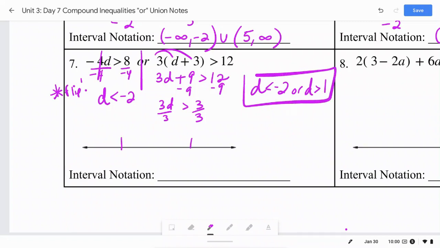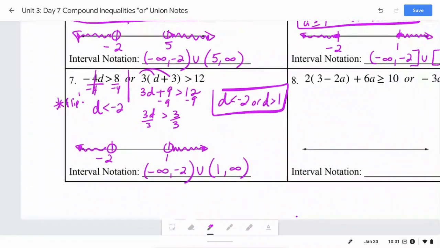When I go to graph this on a number line, -2 comes first, then +1. They're both going to be open circles. And then for the -2, it's less than, so shade to the left. For +1, it's greater than, so we shade to the right. The interval notation from left to right would be -infinity, -2 with a parenthesis, then put the U, parenthesis, +1 to +infinity. All right, last question, example 8.